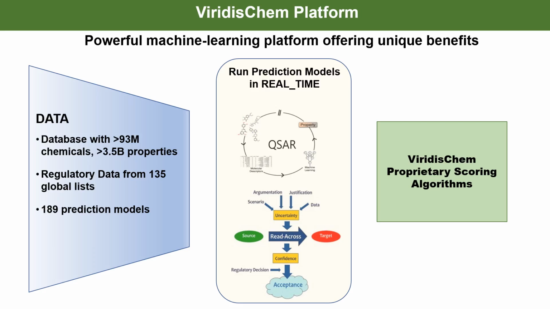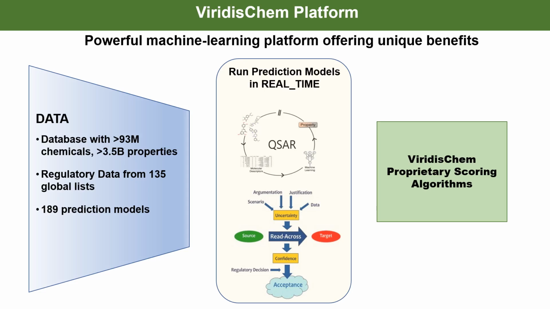ViridisChem has built one of the largest toxicity databases with 93 million chemicals and 3.5 billion properties. It has incorporated information from more than 200 government and research organizational databases, 135 global regulatory lists, material data sheets from reputed manufacturers, research papers, and data obtained from chemical manufacturers. We have also been curating and updating this data using internal AI-based tools for over 5 years.